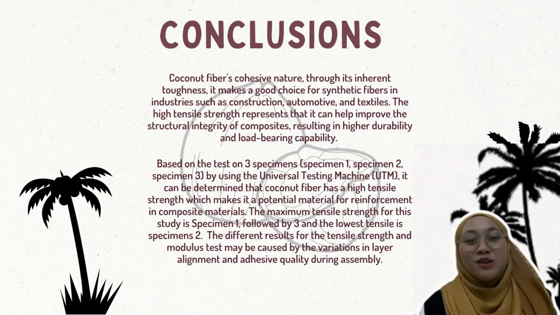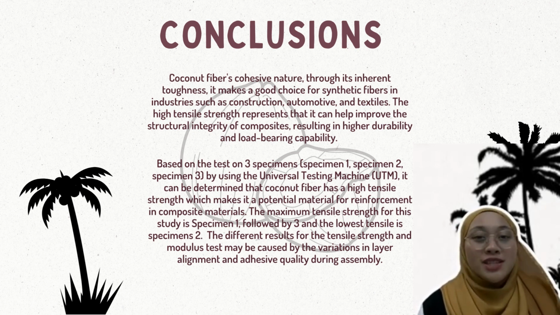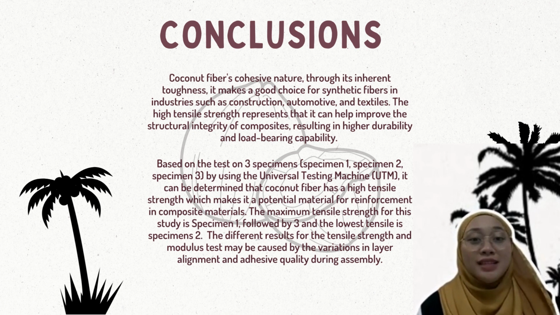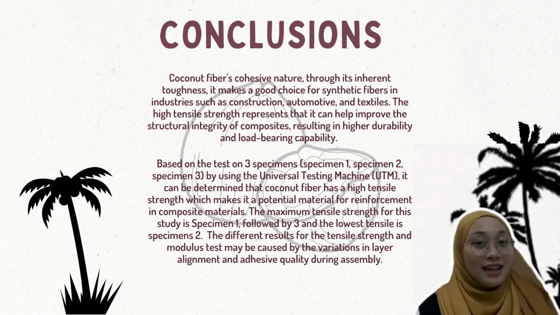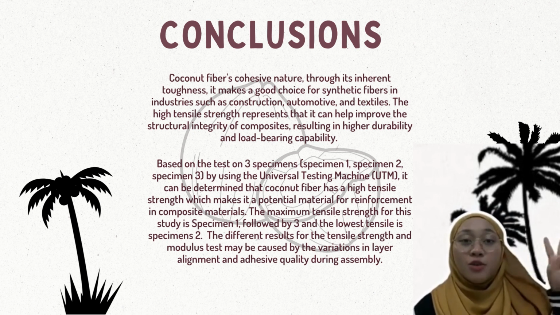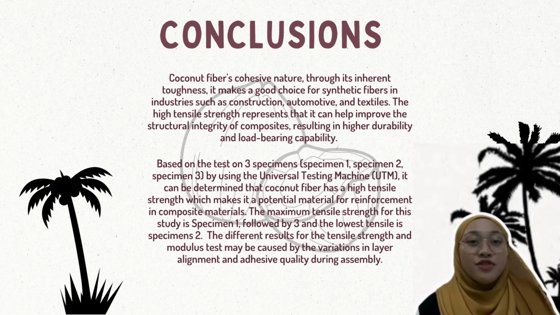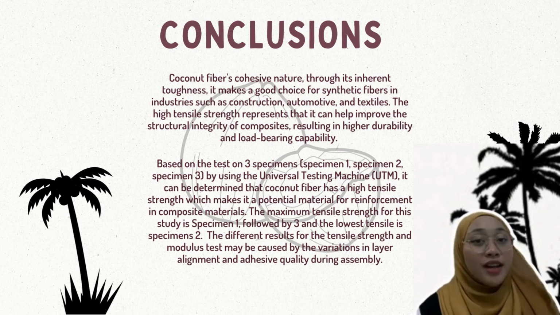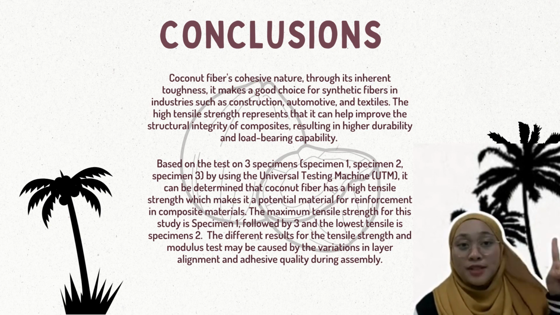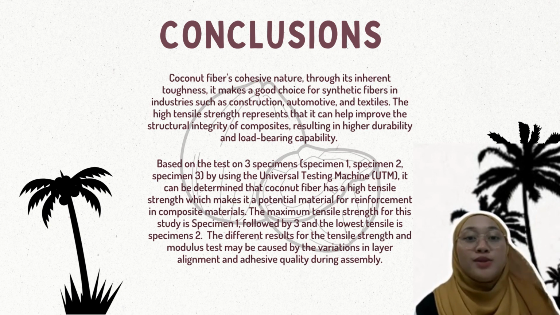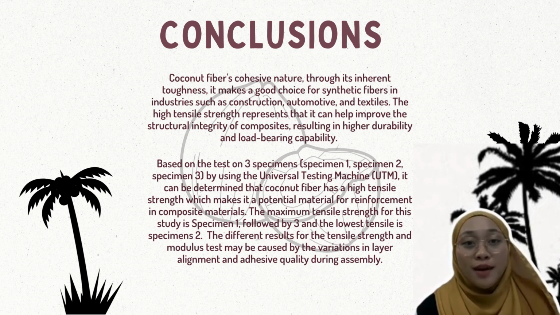So now, we meet again in the conclusion part. In a nutshell, coconut fiber's cohesive nature, through its inherent toughness, makes it a good choice over synthetic fibers in industries such as construction, automotive, and textile. The high tensile strength means that it can help improve the structural integrity of composites, resulting in higher durability and load-bearing capability. Based on tests on 3 specimens, which are specimen 1, specimen 2, and specimen 3, using the Universal Testing Machine, UTM, it can be determined that coconut fiber has a strong tensile strength, which makes it a potential material for reinforcement in composite materials.